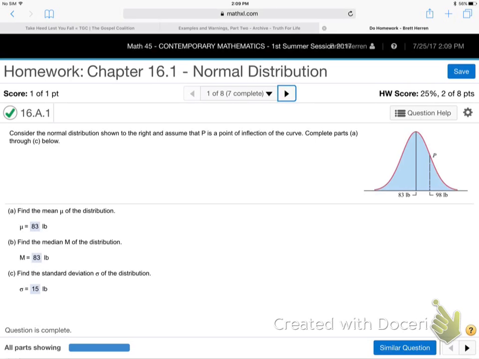Okay. So we have this bell-shaped curve thing. It says, consider the normal distribution shown to the right, and assume that P is a point of inflection of the curve. Complete parts A through C below. Find the mean, median, standard deviation. Okay, let's talk about this bell curve. Basically, this whole chapter is about this bell curve thing.